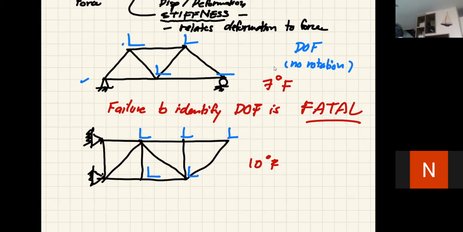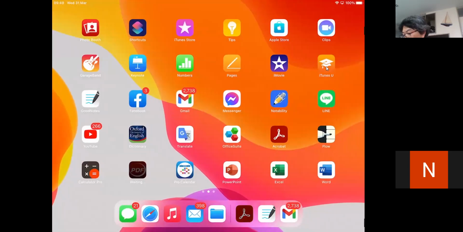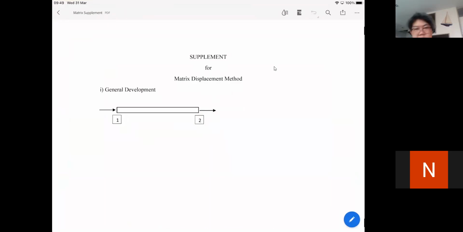Oh, it's a long way from here. So generally we will talk about the truss. I am not going to get into the matrix displacement for beams or anything else, just the introduction to the matrix displacement method as a whole. So we're going to look at the truss. Could you please look at the document that I gave you yesterday? It's called a supplement for the matrix displacement.